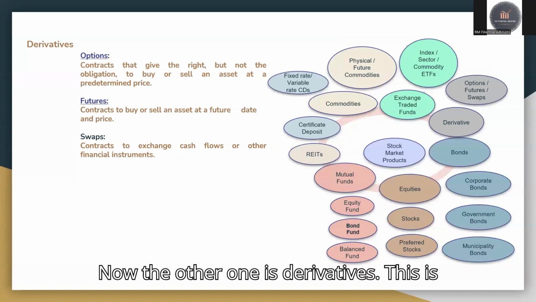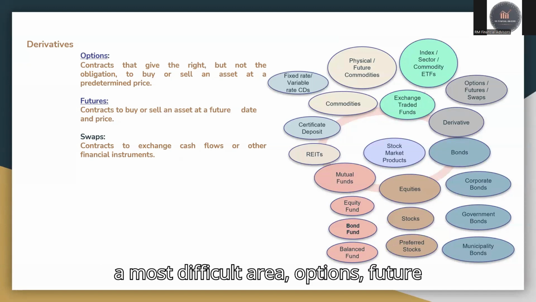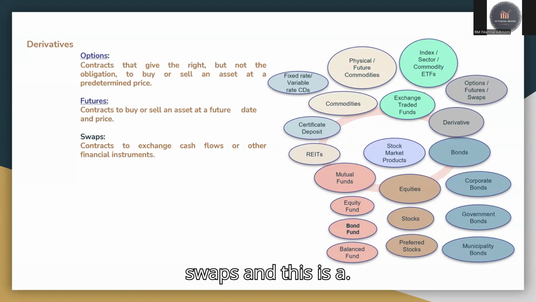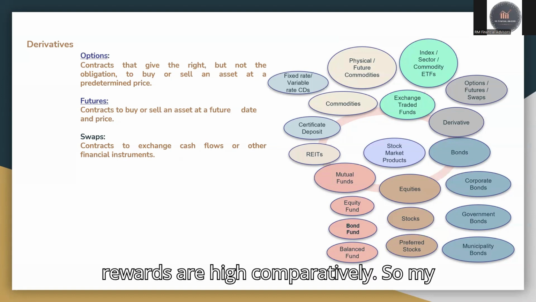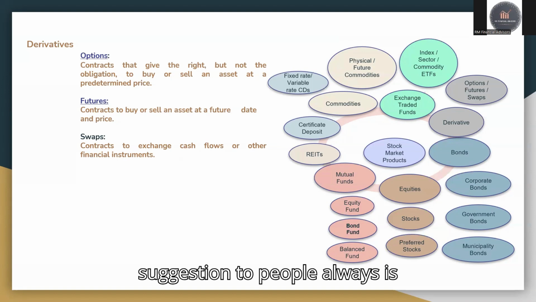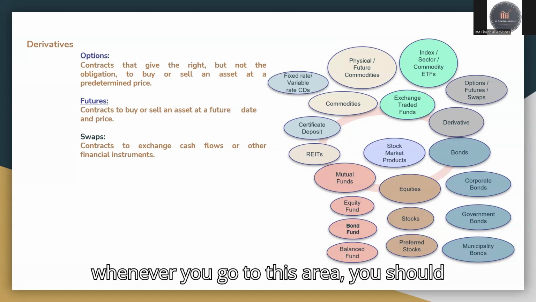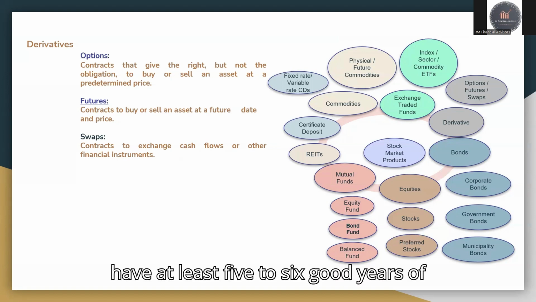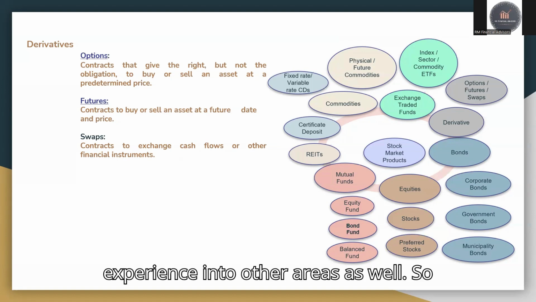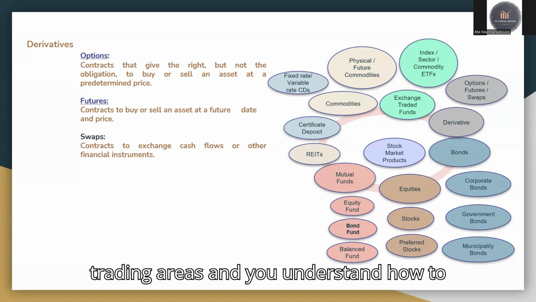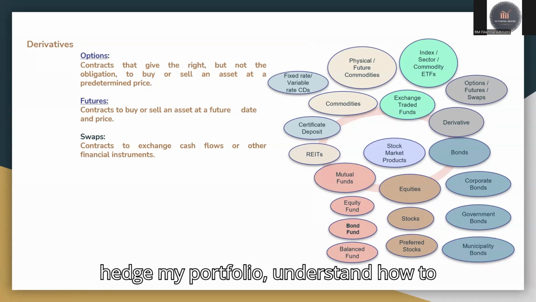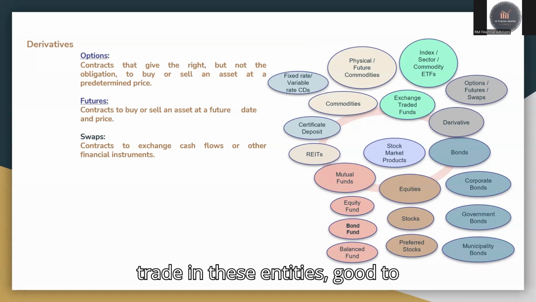Now, the other one is derivatives. This is the most difficult area, options, futures, swaps. And this is a place where the risk is very high and rewards are comparatively high. So my suggestion to people always is, whenever you go to this area, you should have at least 5 to 6 good years of experience in other areas as well. So if you have knowledge of other trading areas and you understand how to hedge your portfolio, understand how to trade in these entities, good to go.